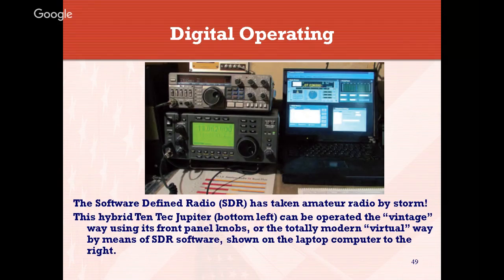What you see here is the hybrid Tentec Jupiter at the bottom left, and it can be operated the vintage way using its front panel knobs, much like the 7300. But it's totally modern by means of SDR software. As a matter of fact, the Tentec Jupiter kind of preceded the 7300, I think. Not real sure on that. You have the laptop on the right-hand side. You have that picture in your book, by the way, on page 75. It shows you all the different features that you can control, or you can use the tactile feel of a real radio, much like the one on top.